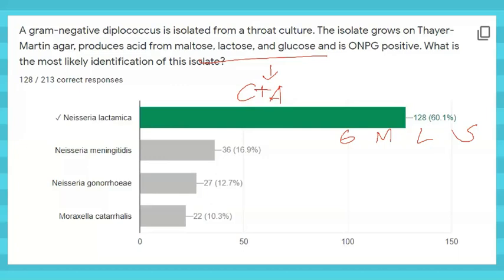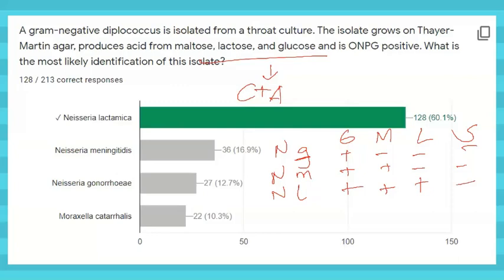Neisseria gonorrhoeae produces acid in the tube with glucose, but not with the other tubes. This is easy to remember since Neisseria gonorrhoeae, letter G, then glucose, letter G. Neisseria meningitidis produces acid from glucose as well as from maltose, but not from lactose and sucrose. Neisseria lactamica produces acid from glucose and maltose as well as lactose, but not from sucrose.